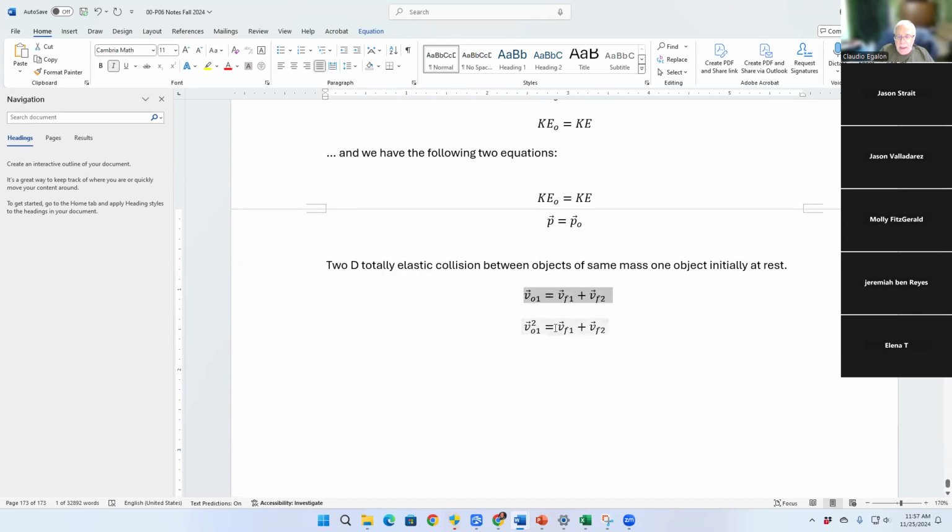This is the equation for conservation of momentum that we simplified. We cancel the masses. And what you're going to see here is the conservation of kinetic energy: initial velocity squared of 1 is equal to final velocity squared of 1 plus final velocity squared of 2. We have to take the vector out from here, otherwise it's not going to be complete. Let's take it out. We're almost ending here. Okay, good. So that is the totally elastic collision between objects of same mass, one object initially at rest. And that's what we have.